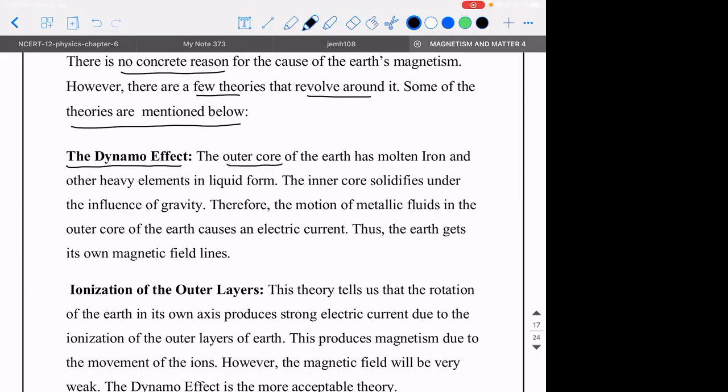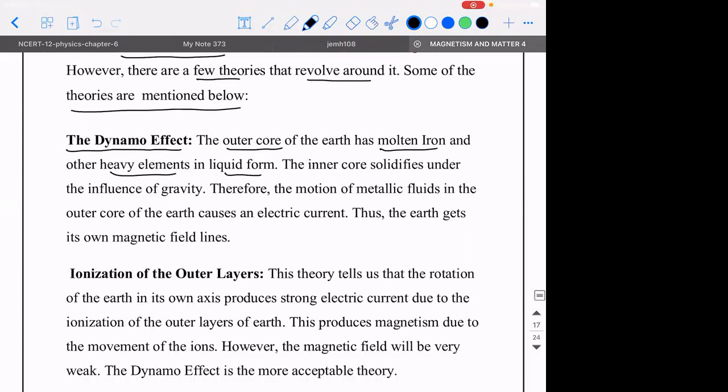See, in the outer core, what happens is we have molten iron and other heavy metals in liquid form. Generally, when they are in liquid form, they have the tendency to flow, right? The inner core solidifies under the influence of gravity. Therefore, the motion of metallic fluids in the outer core of the Earth causes an electric current. This effect is called the dynamo effect.